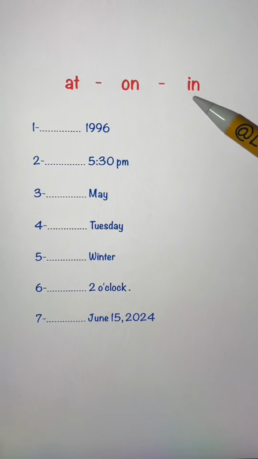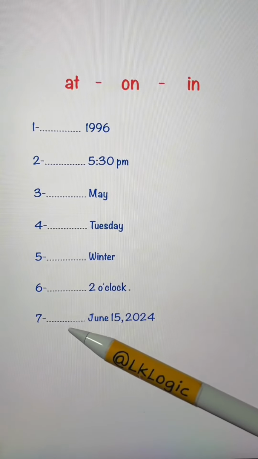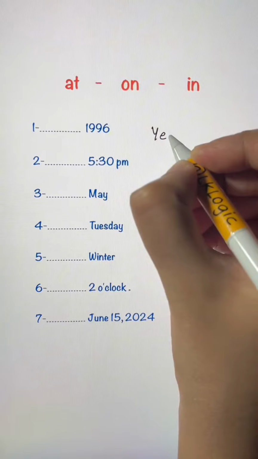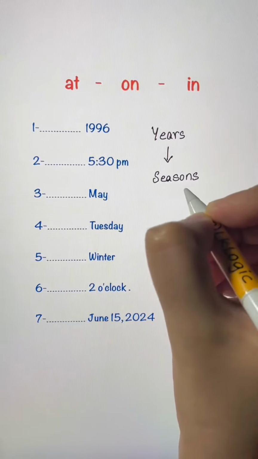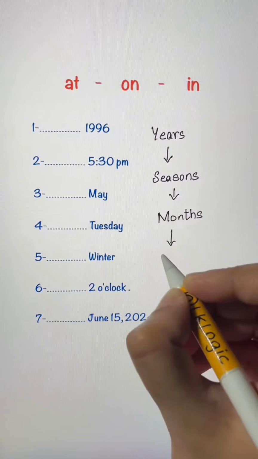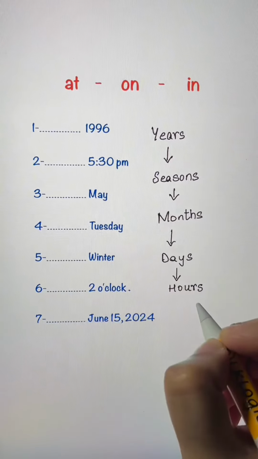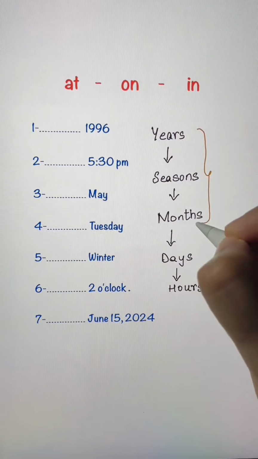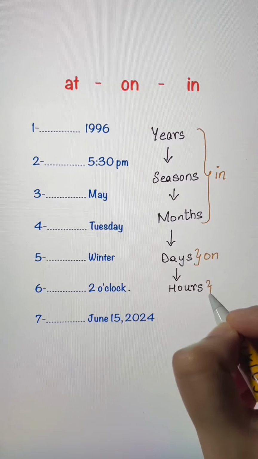At, on, in. We need to use these prepositions in these blanks here. But before you answer, remember that years are bigger than seasons, and seasons are bigger than months, and months are bigger than days, and days are bigger than hours. Now here's the rule. With years, seasons and months, we use in. With days, we use on. With hours, we use at.